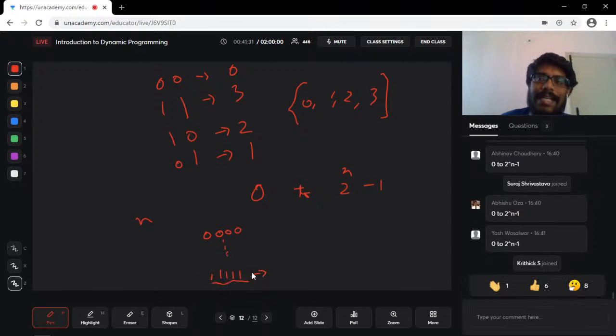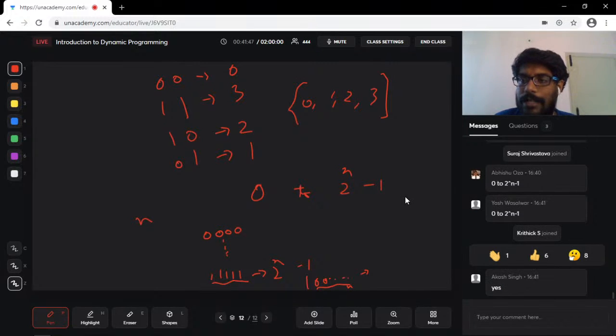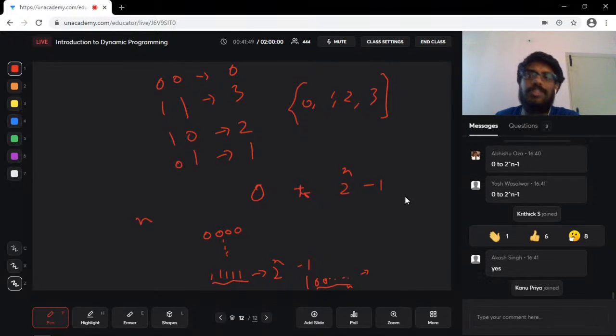1, 1, 1, 1 n times corresponds to 2 power n minus 1, because if I add 1 to this number, I'm going to get 1 followed by n zeros in binary. And that we know, 1 followed by n zeros, is 2 power n. 1 followed by 0 zeros is 2 power 0, 1 followed by 1 zero is 2, and so on. So this is nothing but 2 power n minus 1, and this is 0, 0, 0, 0, and everything in between is going to be between them.